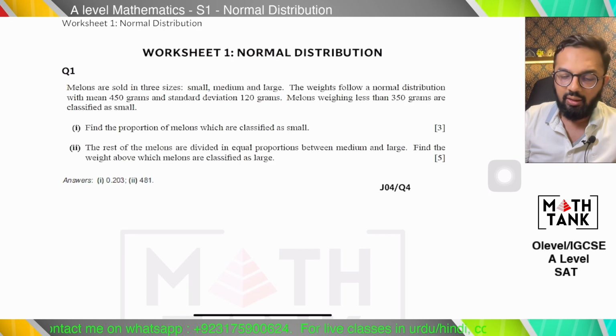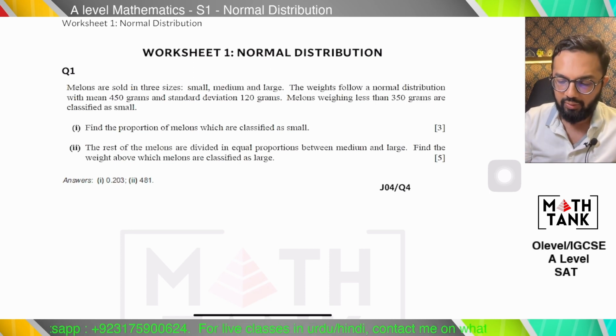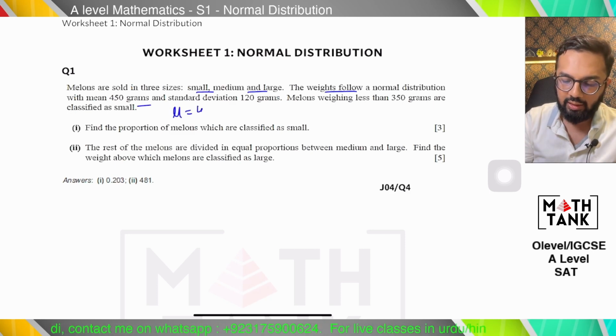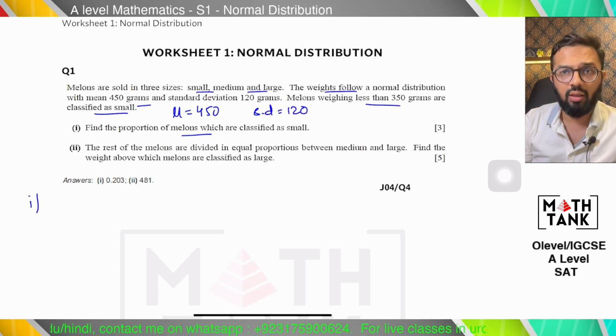Okay, let's begin. It says melons are sold in three sizes: small, medium, and large. The weights follow a normal distribution with mean 450 and standard deviation 120 grams. Melons weighing less than 350 grams are classified as small. Find the proportion of melons which are classified as small.